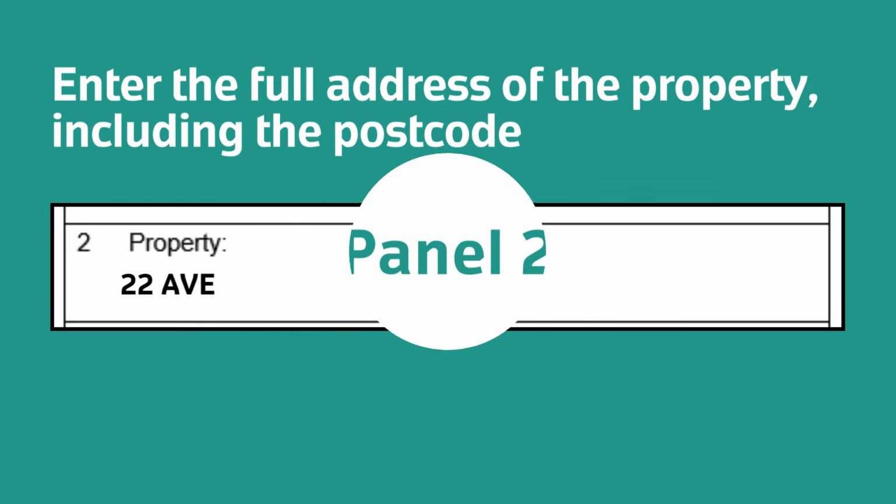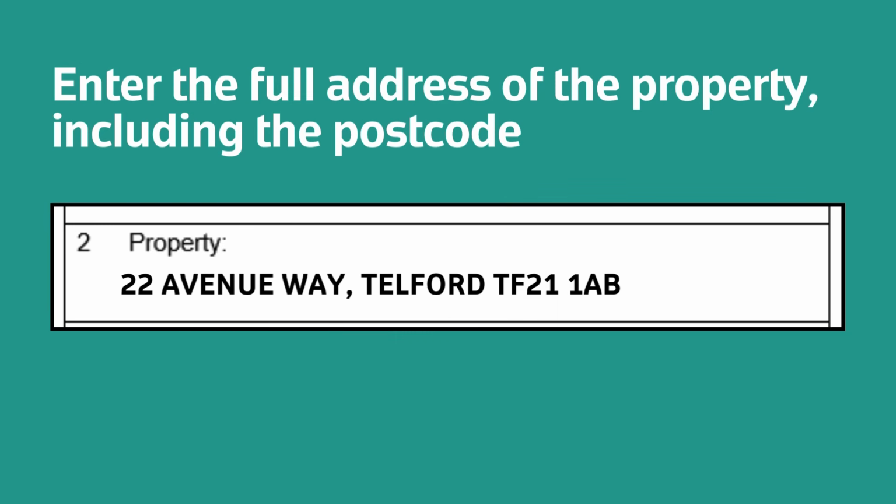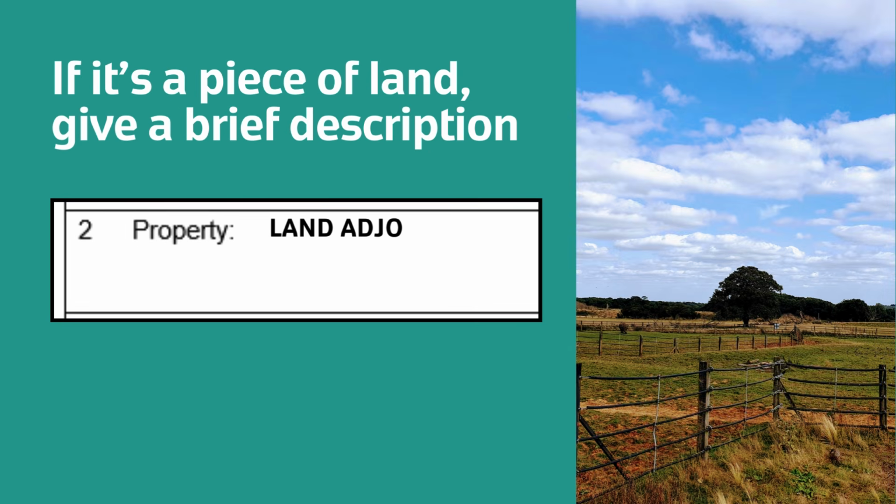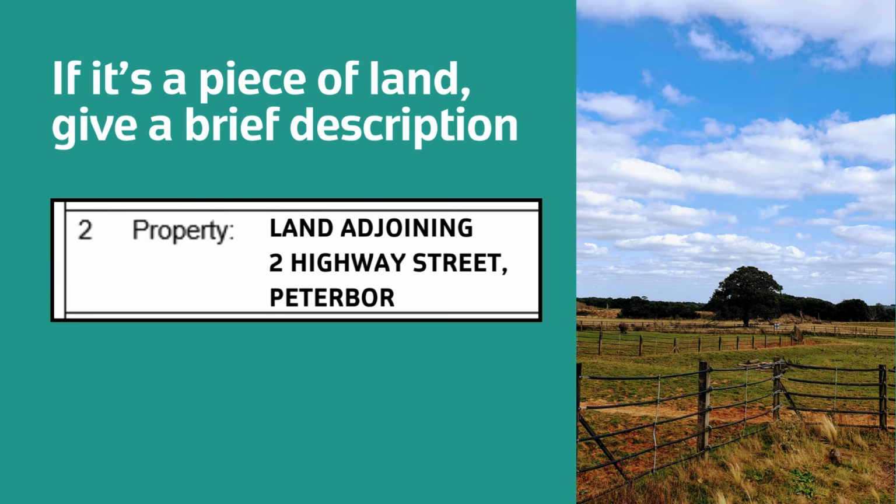In Panel 2, insert the full address of the property you are transferring, including the postcode. If it is a piece of land, give a brief description. For example, land adjoining to Highway Street, Peterborough.